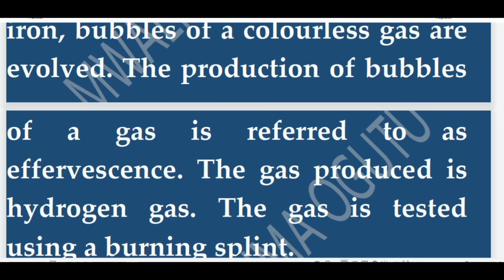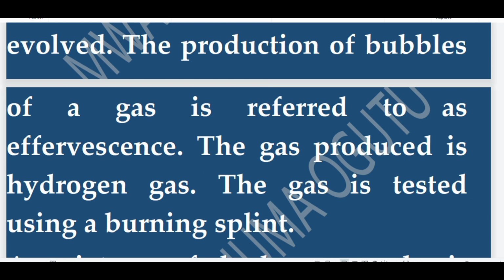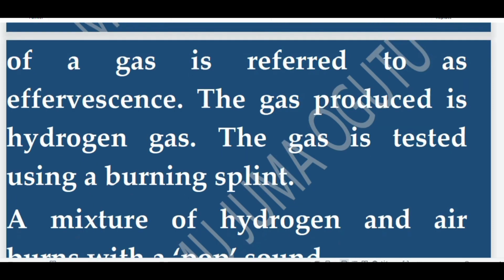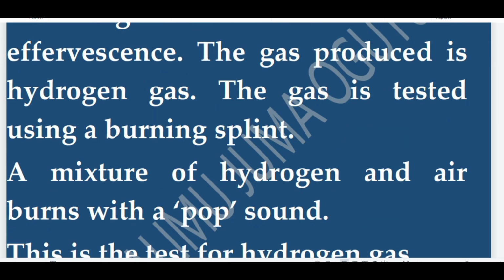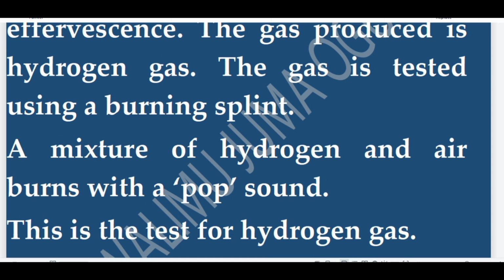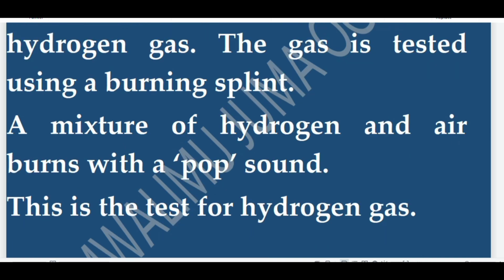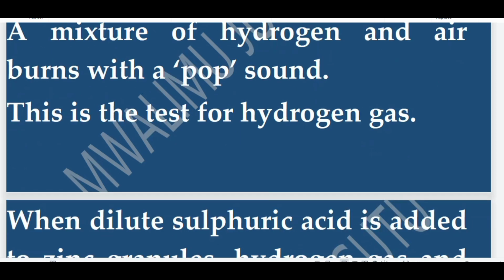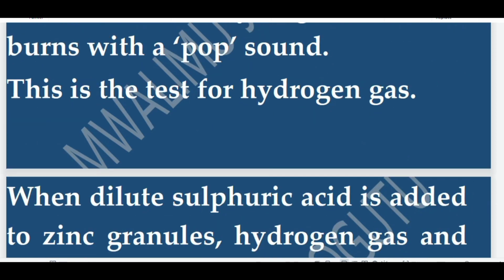The gas produced is hydrogen gas. The gas is tested using a burning splint. The mixture of hydrogen and air burns with a pop sound, where the intensity of the pop sound depends on the amount of the gas produced and the purity. This is a test for hydrogen gas.